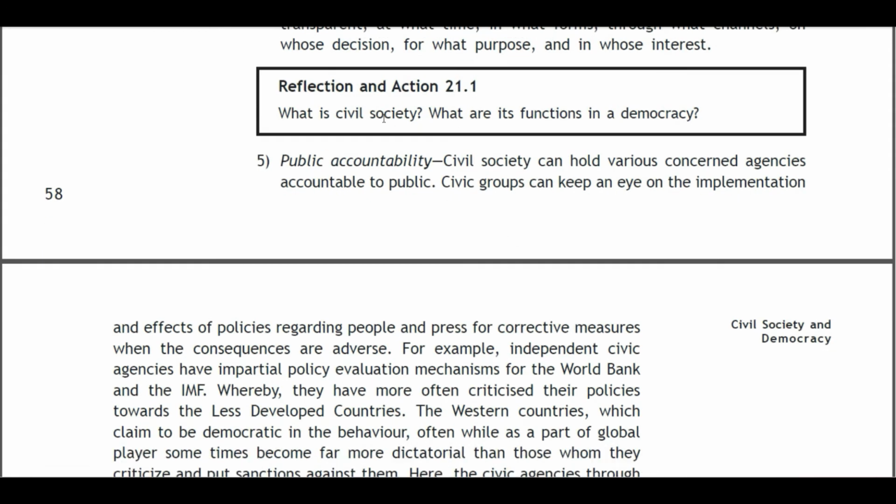Reflections and Activity. 21.2 What is civil society? What are its functions in a democracy?